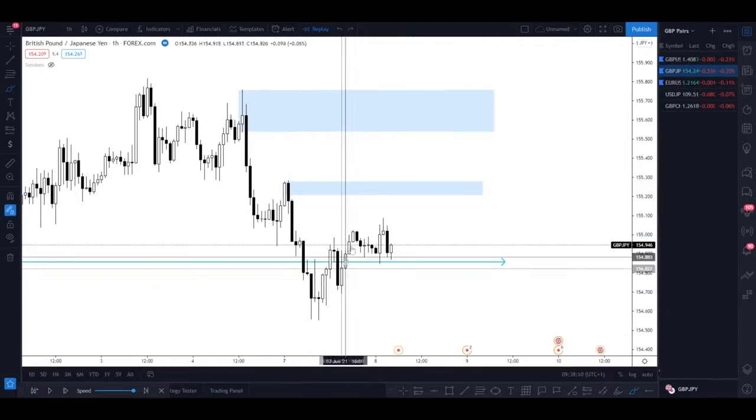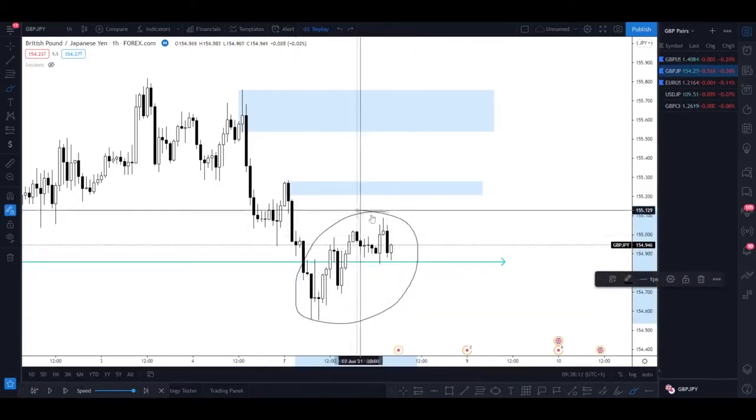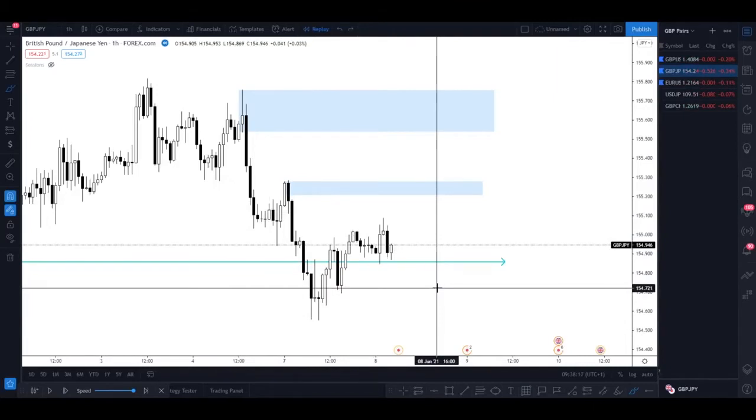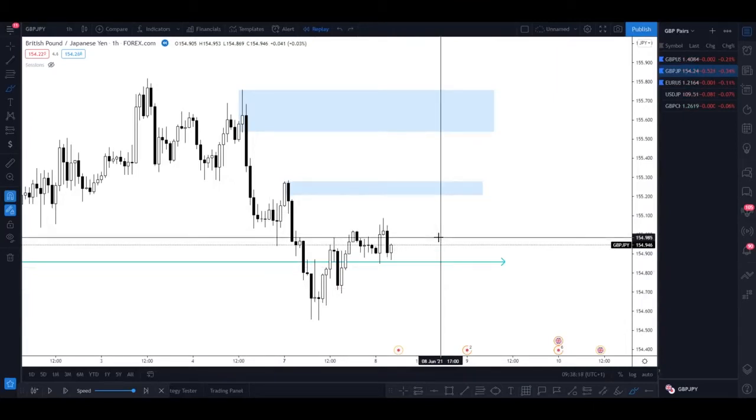1, 2, 3, 4, 5, 6. This is over 15 candles, if my math is correct. I'm pretty bad at it, but this is about 15 candles, which is a long time. That's 15 hours. That's almost a whole daylight of 12 hours that you just spent looking at the charts. And this is where your psychology is tested.